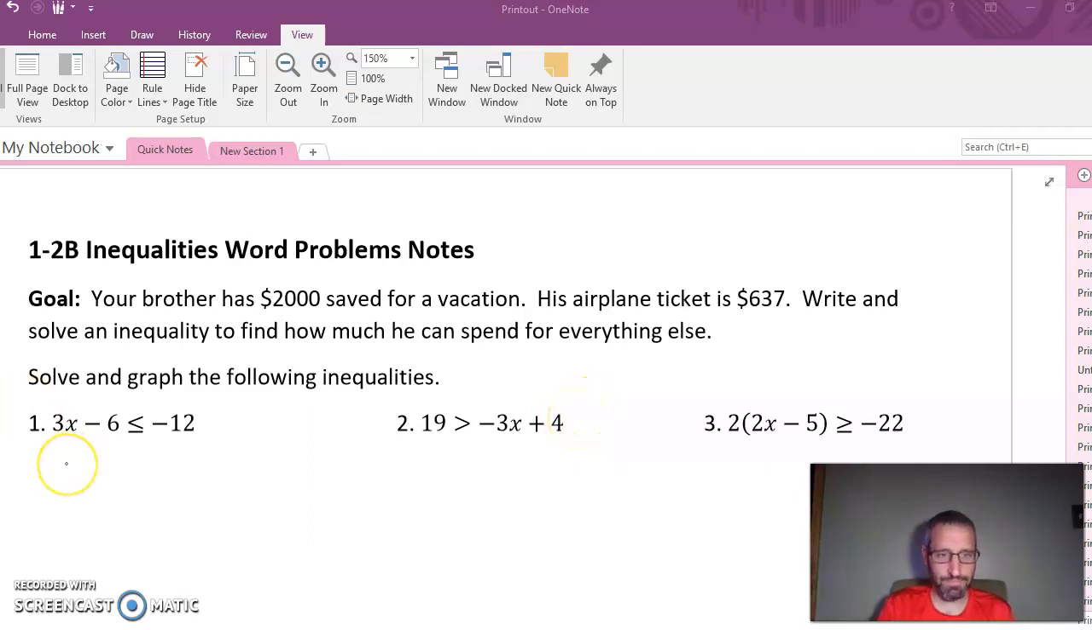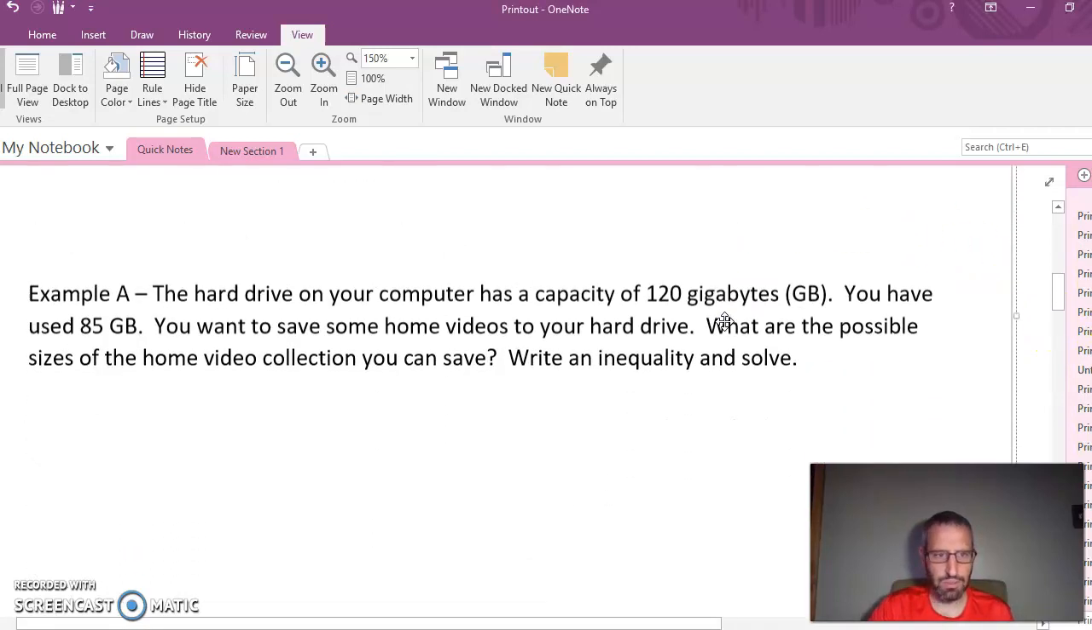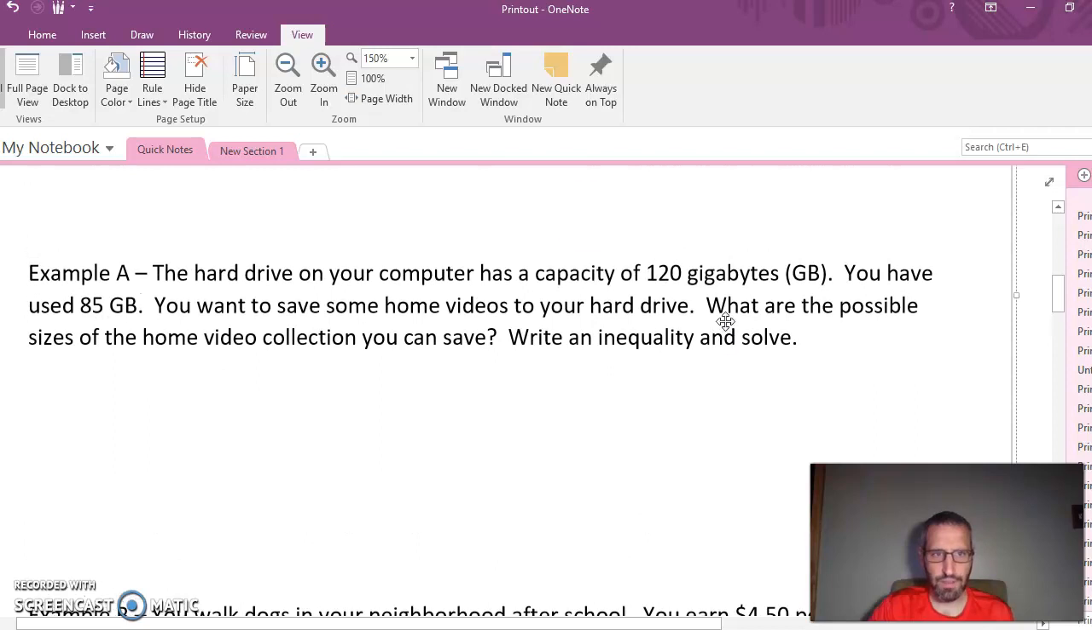We've also got underneath that 1, 2, and 3 solving and graphing some inequalities, just to kind of jog our memory on how to go about doing some of these inequalities problems. So go ahead and take a peek at those. Pause the video if you need to and complete those. You should be able to find those in your Go Formative. But let's go ahead and jump down into example A.